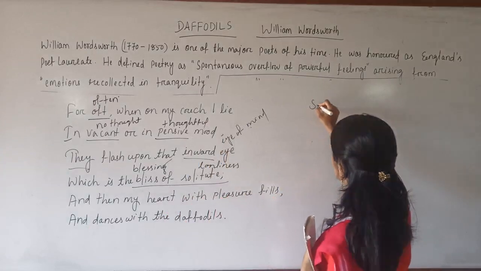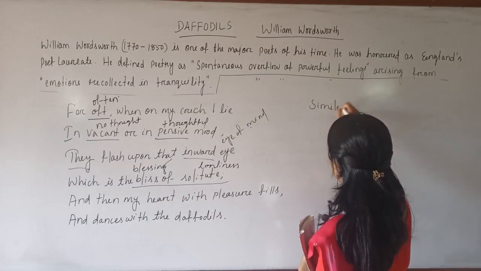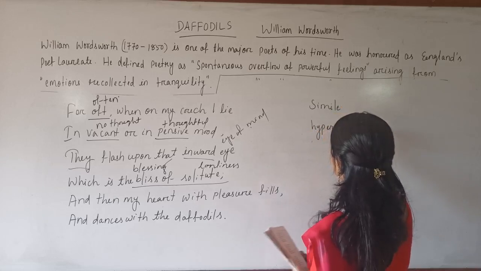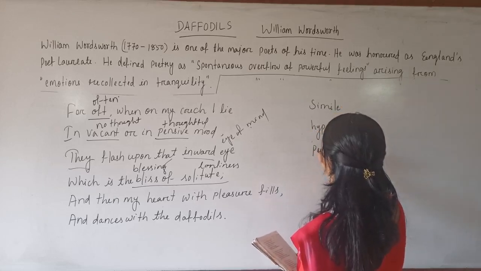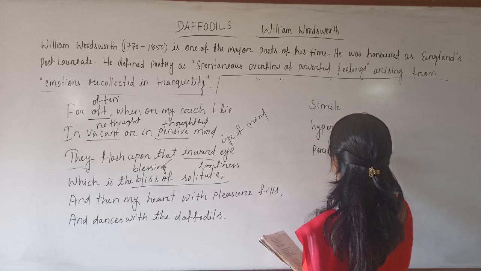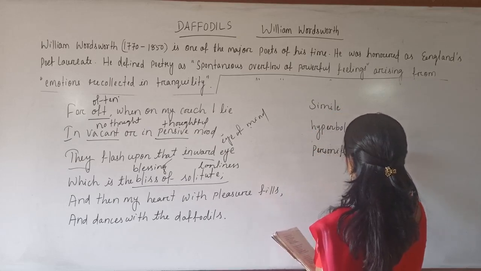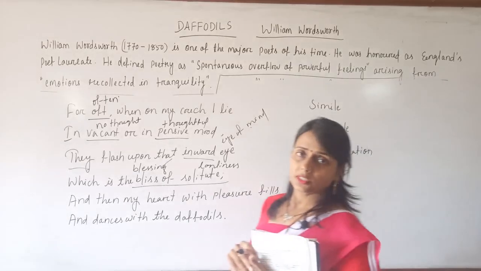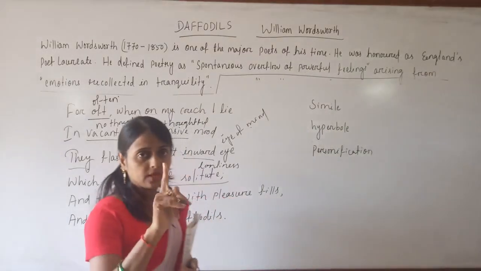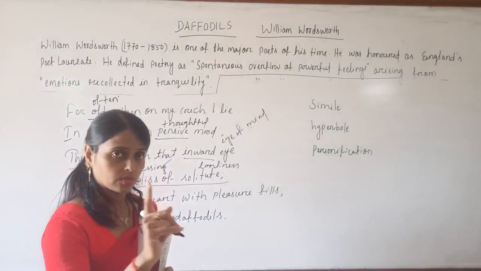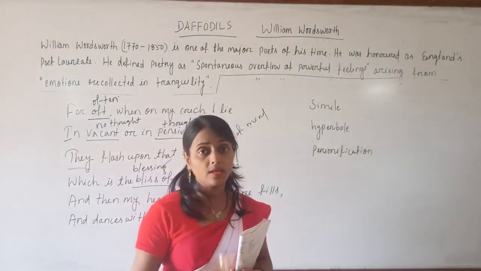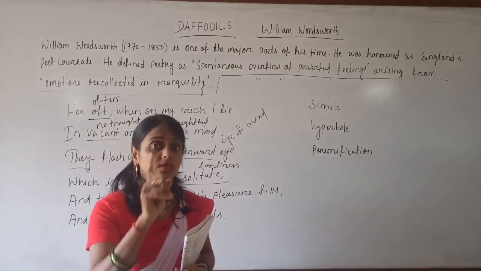Now, let us discuss what are the poetic devices used in this poem. One is simile, and hyperbole, and personification. These are the three things used. Simile means what? Comparison in between two different things indicated by the word like or as. That is simile. The poet compared himself with clouds, and then the poet compared the daffodil with the stars.